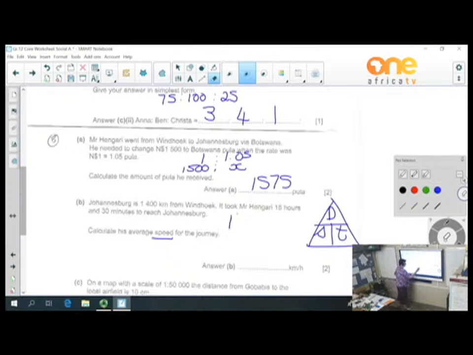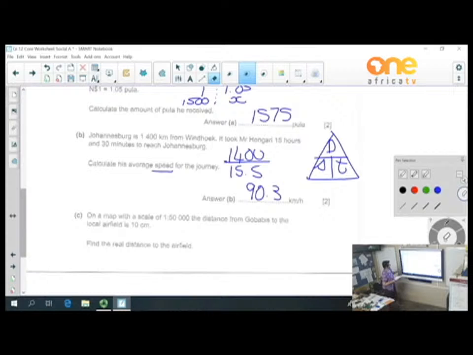But now the time is 15 hours and 30 minutes, which is what? Yeah, 15.5. We change the minutes to hours, okay? And what is then his speed? Yeah, I got 90.3 kilometers per hour. We round off to 3 significant figures. Right, number C.